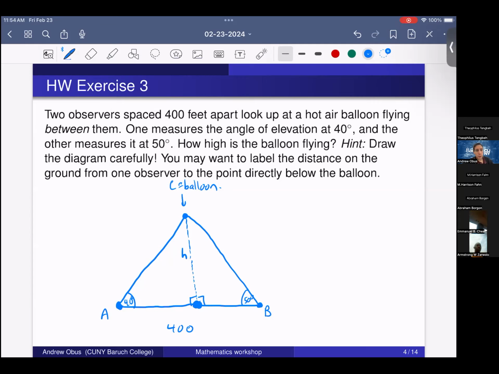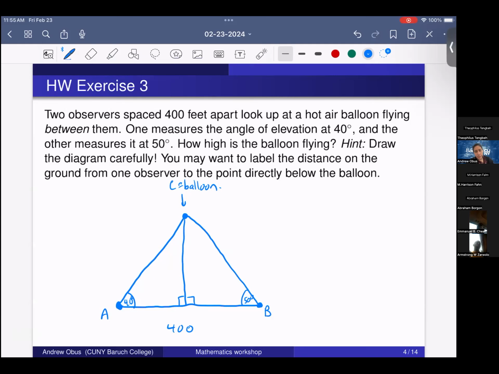But what also might be useful is to label the distance on the ground from one observer to the point directly below the balloon. Let me redraw this line so it's a little straighter. Let me draw it straight down like this. This looks a little better. No, that doesn't look better. It's very hard to draw straight lines on this tablet. Okay, so here we are. We have our right angles here.